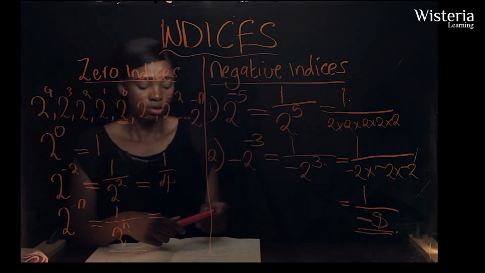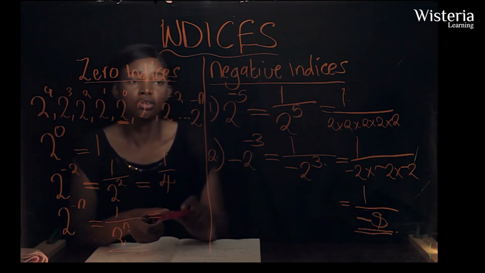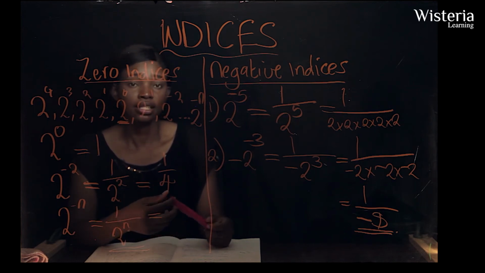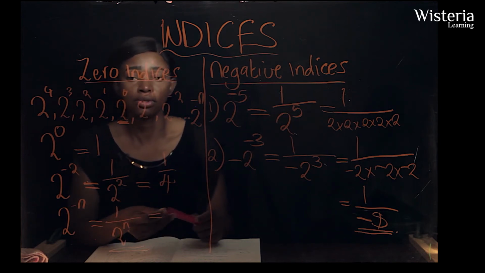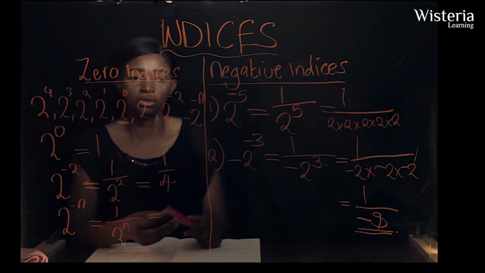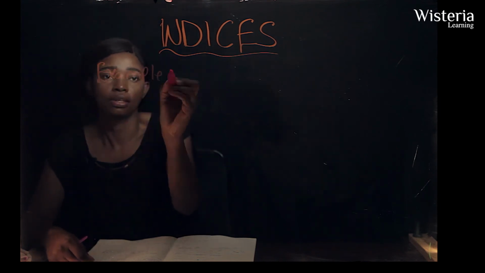Okay, so these are positive, zero indices and negative indices. I'll write a few more examples on how we can deal with each of these three types of indices that we've talked about. Okay, so we can look at some more examples.